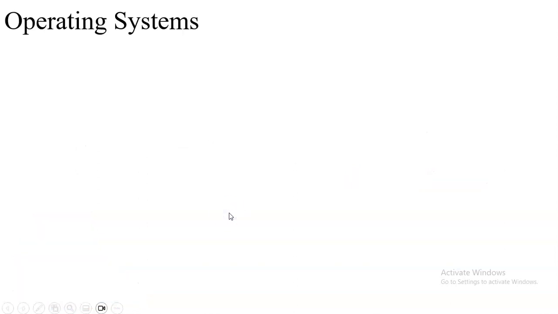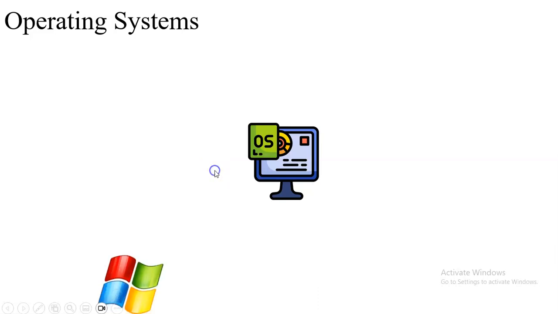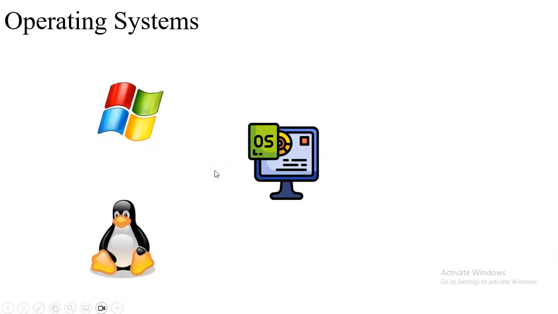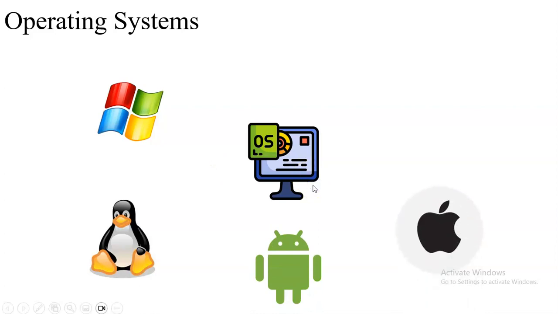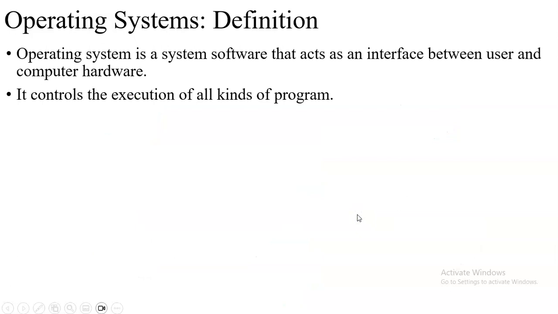So let us begin. You might have heard about various terms such as Windows operating systems, Linux operating systems, Android operating systems, Mac operating systems, and Ubuntu operating systems. These are various examples of operating systems that you might have heard about. Android operating systems, everyone might have heard. Many Android phone users have Android operating systems on their phones.